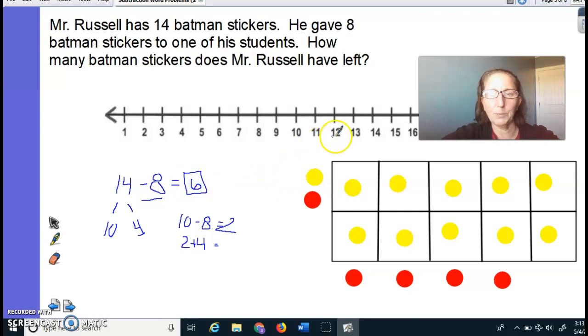So if we used our number line, we would start at 14. We can just use our number line to check our work. And we're going to go back 8 spots. 1, 2, 3, 4, 5, 6, 7, 8. Perfect. And we came up with that same answer of 6. So either way is fine. We just kind of want to move towards this decomposing to get back to 10.